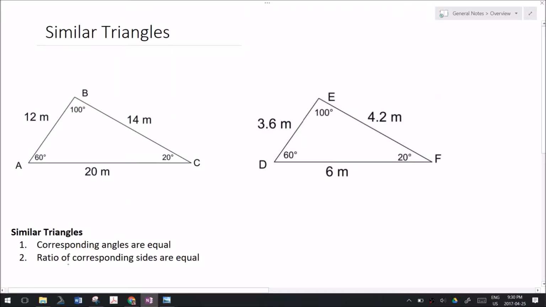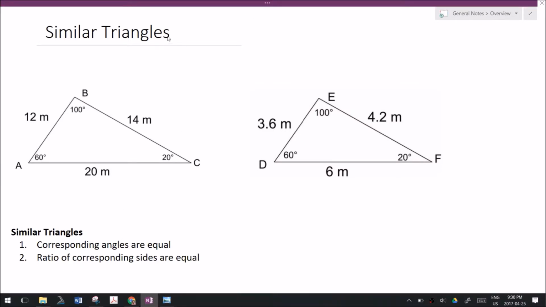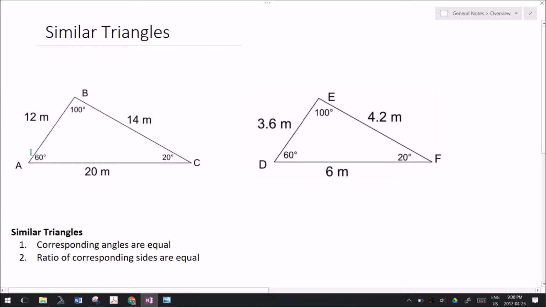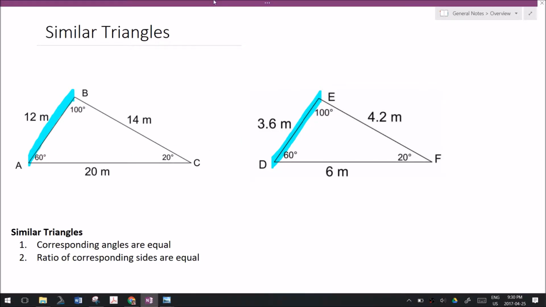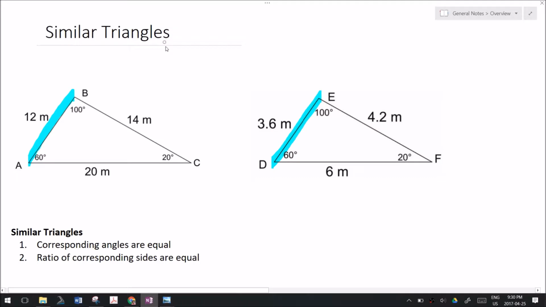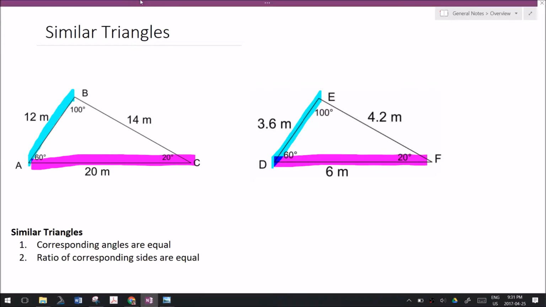That's the idea that ratios of corresponding sides are equal. Corresponding sides are in the same position in each triangle. So we have side AB between the 60 and 100 degrees, and in this triangle we have side DE between the 60 and 100-degree angle. So they're considered to be corresponding. We also have side AC, which is between the 60-degree and the 20-degree angle, and side DF, which is also between the 60 and 20 degrees. So these are corresponding sides.